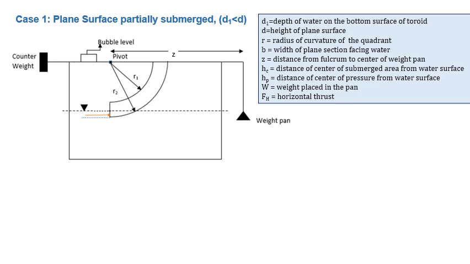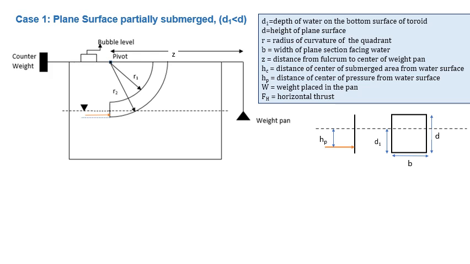So quickly see some symbols. D1 is the depth of water from the bottom face of toroid. D is the height of plane surface, the thickness of the toroid you can say. R is the radius of curvature of the quadrant. B is the width of plane section facing water.